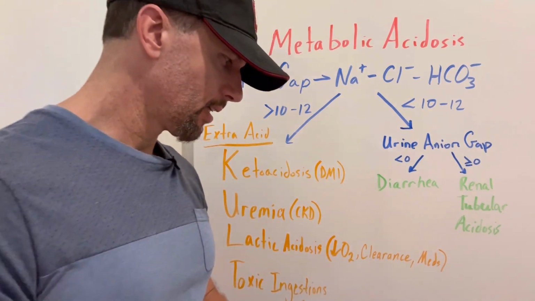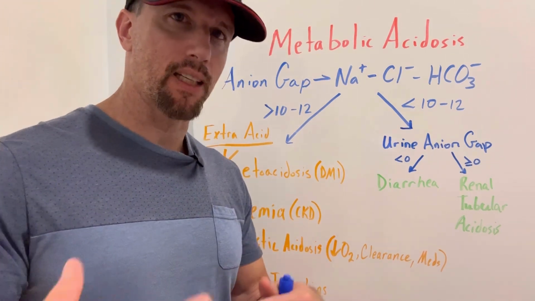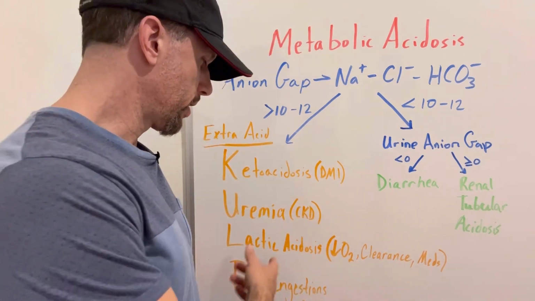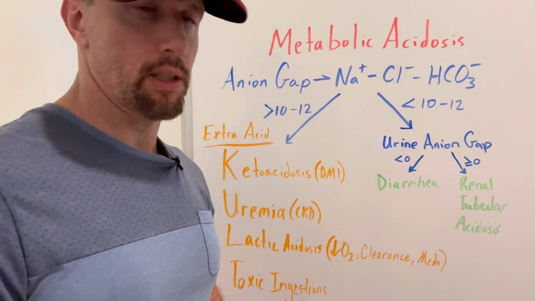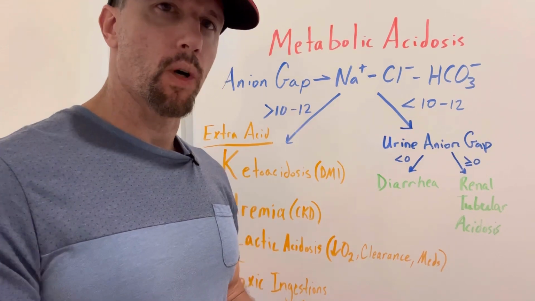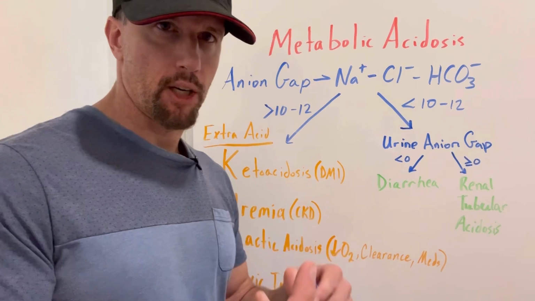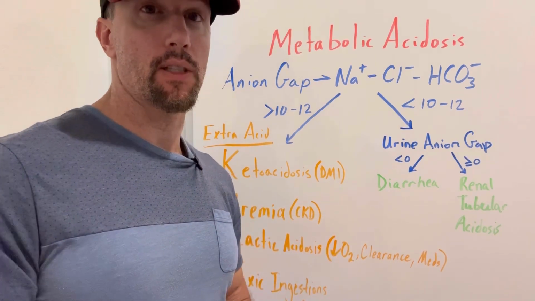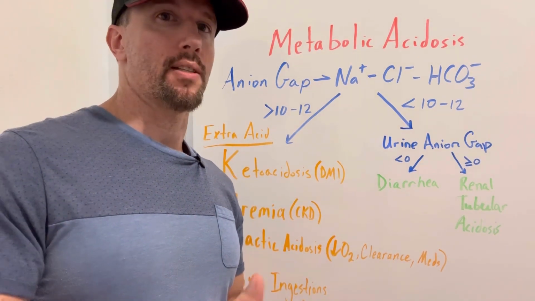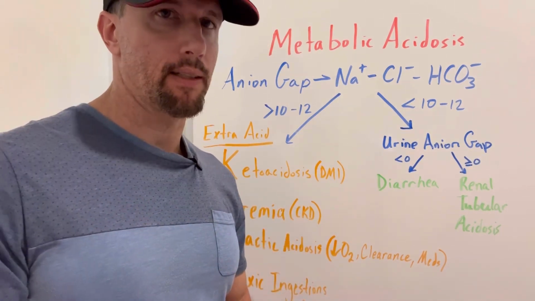Another is clearance. Lactic acid is cleared by both the liver and the kidneys. So if you have any kind of liver problem or kidney problem, you can have a buildup of lactic acidosis. And another one is meds. Propofol is one that can cause lactic acidosis. Another one that throws a wrench into the electron transport chain and causes some lactic acidosis is metformin, which is the first line medication for type 2 diabetes mellitus.